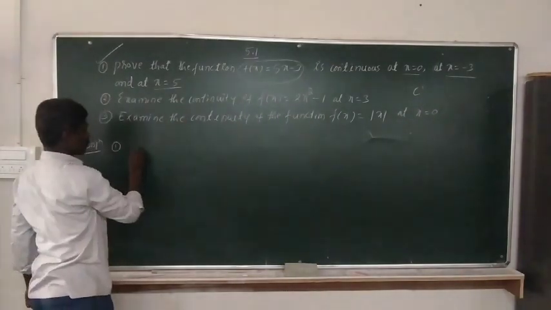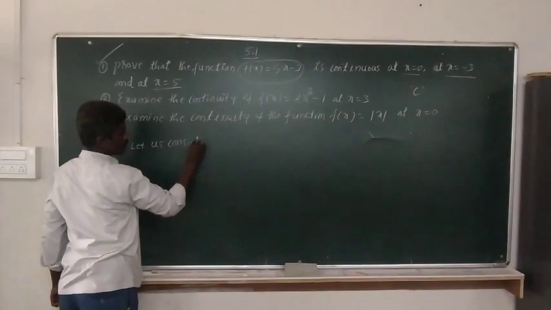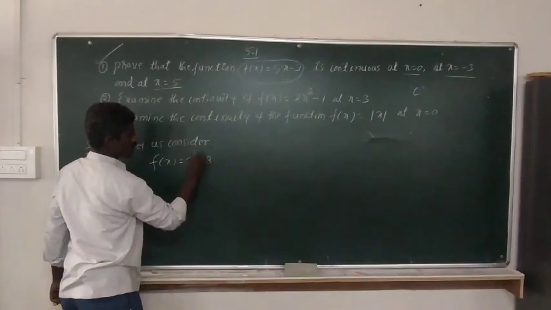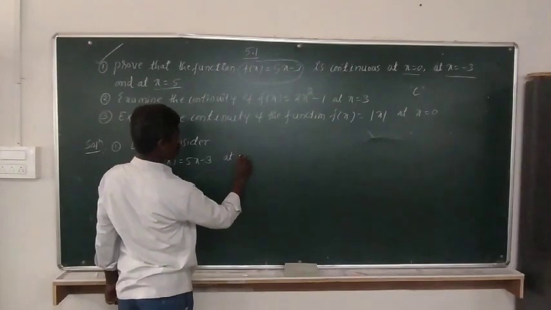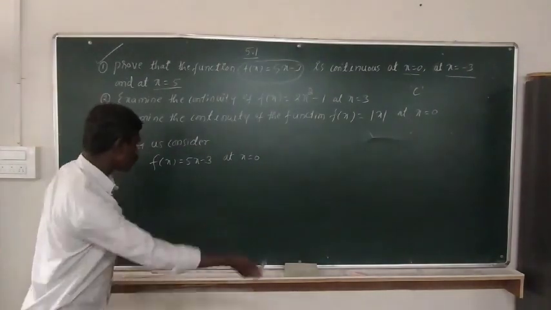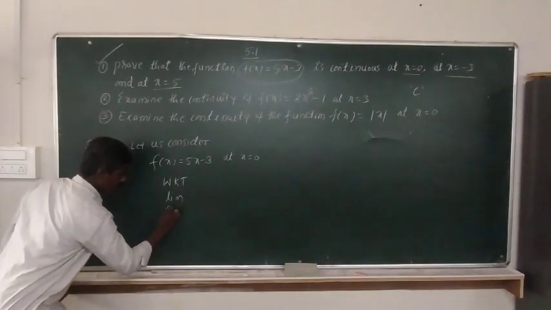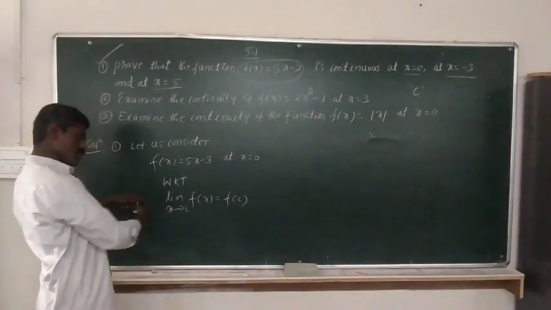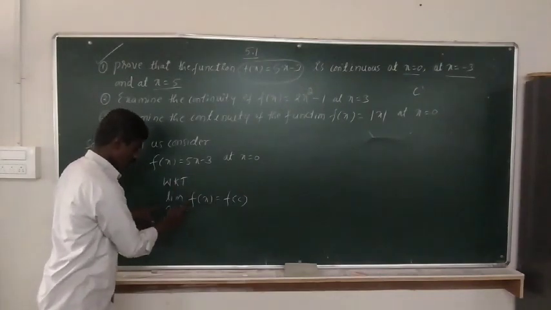So let us consider the function f of x equals 5x minus 3. This is the given function. We are going to check the continuity of the function at x equals 0 first. Simply, we know the formula: when the function is continuous, limit as x tends to c of f of x is equal to f of c. In this condition, the function is continuous. We have to just check the continuity of the function by using this formula.